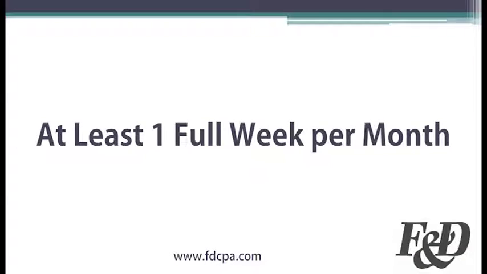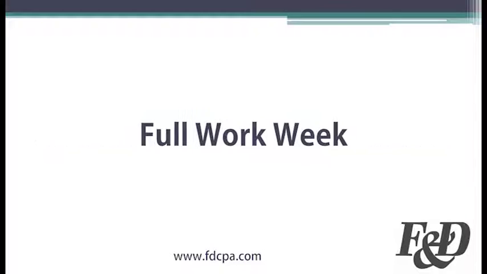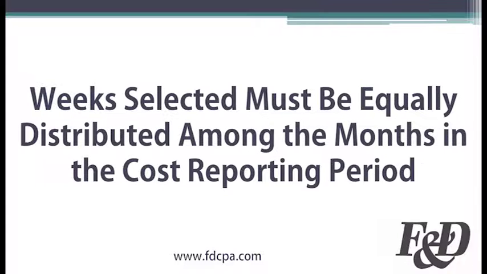2. A minimally acceptable time study must encompass at least 1 full week per month of the cost reporting period. 3. Each week selected must be a full work week. 4. The weeks selected must be equally distributed among the months in the cost reporting period. For example, in a 12-month period, 3 of the 12 weeks in the study must be the first week beginning of the month, 3 weeks must be the second week, 3 weeks must be the third week, and 3 weeks must be the fourth week.